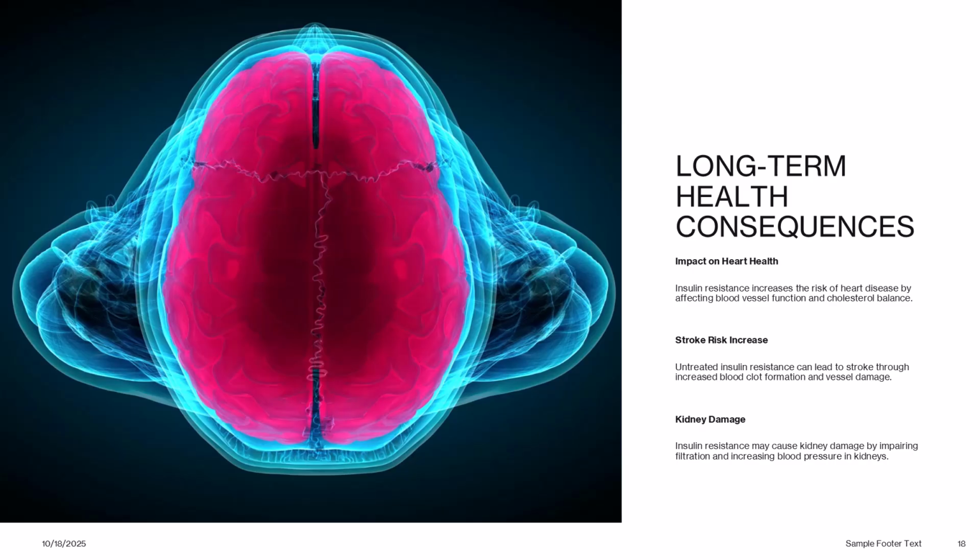Long-term consequences extend beyond diabetes. Heart health. Insulin resistance damages blood vessels and disrupts cholesterol balance, increasing heart disease risk. Stroke. Elevated blood sugar and inflammation heighten the risk of clot formation and vascular damage. Kidney damage. High blood pressure and poor glucose control impair kidney function over time.